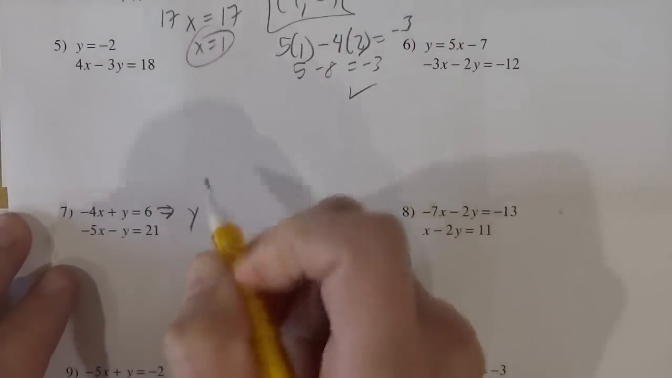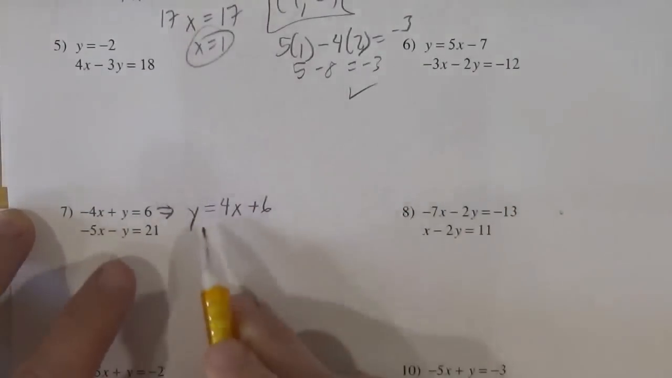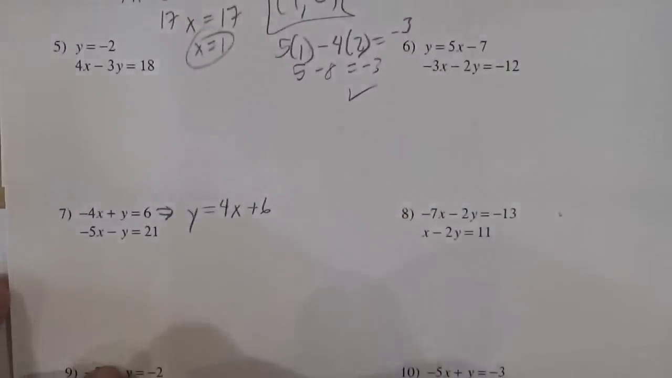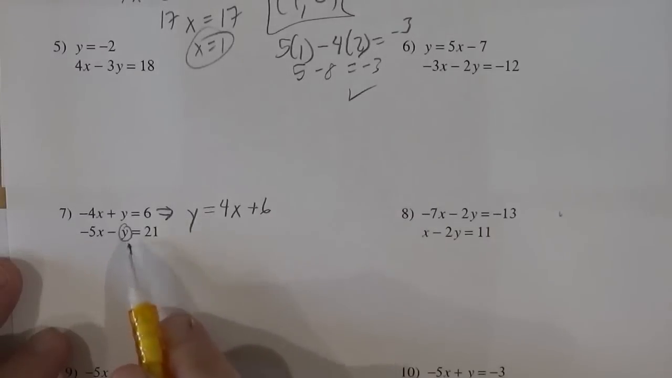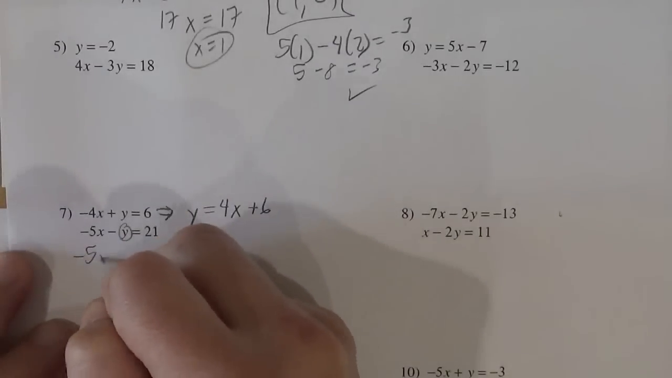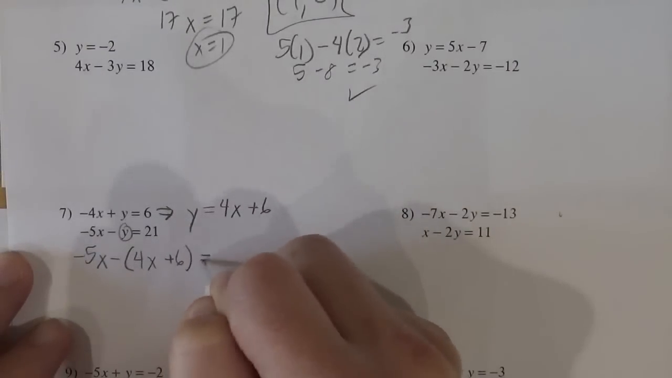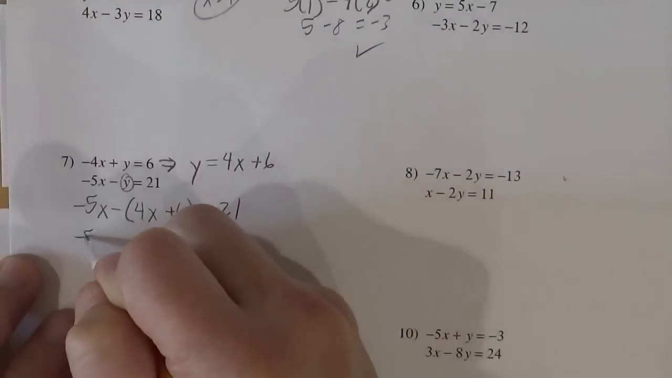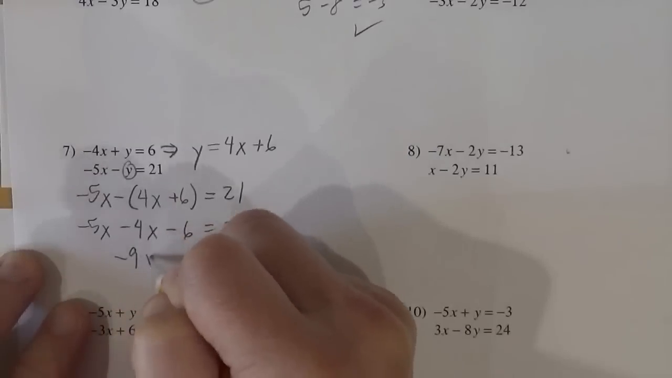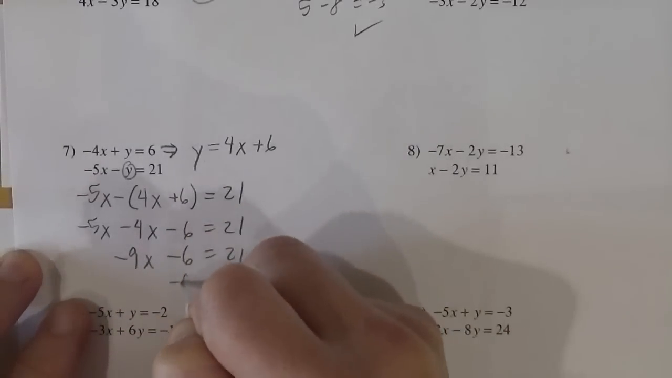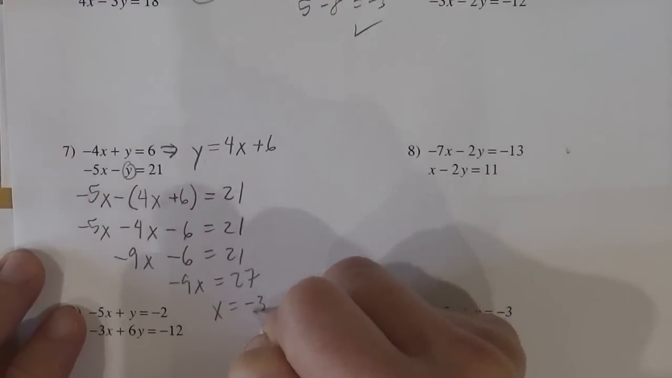I could just solve that for y. If I just kick the 4x over, y equals 4x plus 6, then I'm back to what I had before. Now that I know exactly what y is, I can replace the y in there with what it equals. So I'll have negative 5x minus the y, which is 4x plus 6, just substituting that in, equals 21. So I have negative 5x minus 4x minus 6 equals 21. So negative 9x minus 6 equals 21. So negative 9x equals 27. So x equals negative 3.